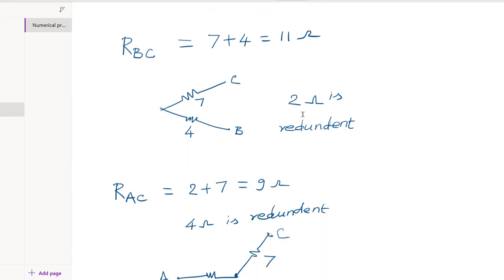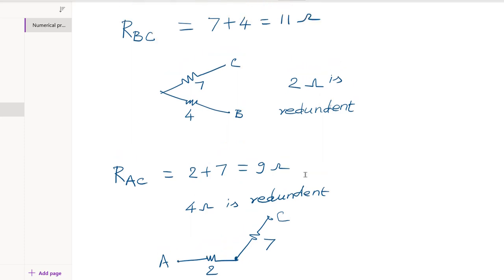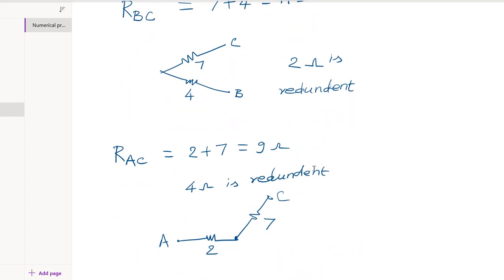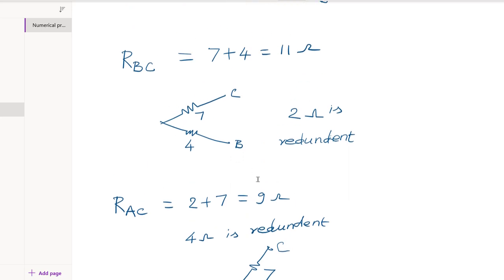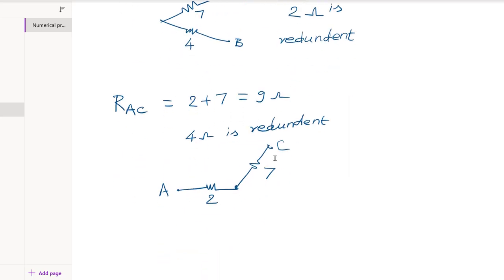Next, another question is RAC. What is RAC? So here the redundant resistance is the 4 ohms. So between A and C there is a 2 ohms, there is a 7 ohms, which are in series. So once we add this, then we get the equivalent resistance between A and C terminal, that is 2 plus 7 is equal to 9 ohms.